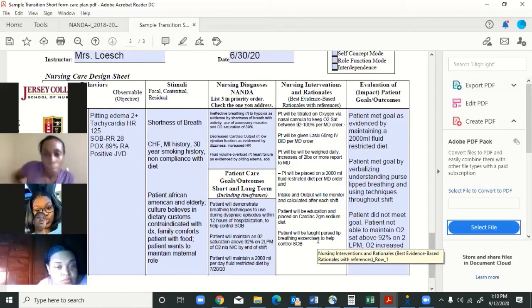Now, when you look at the evaluation part, you're supposed to have two goals that were met and one goal that wasn't met. So for this patient, he didn't meet that goal of getting 2 liters of oxygen and maintaining the O2 sat above 92%. So that goal wasn't met. So we had to actually increase his oxygen to 4 liters per minute. And by doing that, we were able to bring it above 92%. So we'll continue to work on this goal of titrating that oxygen to the point where it's not on oxygen anymore, if we can.